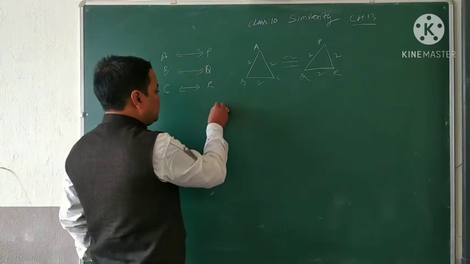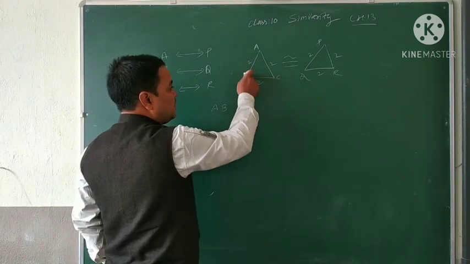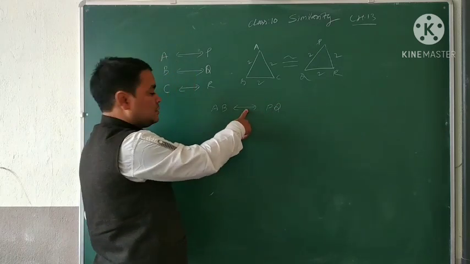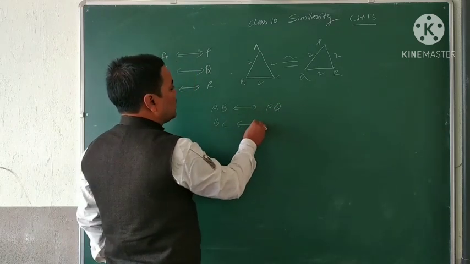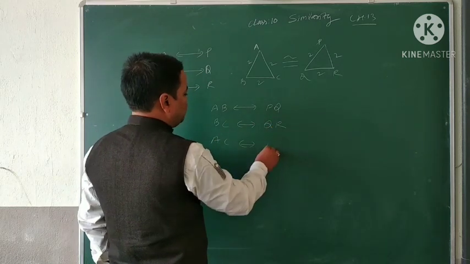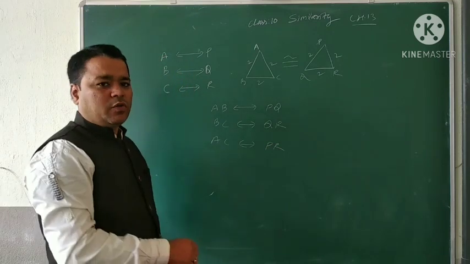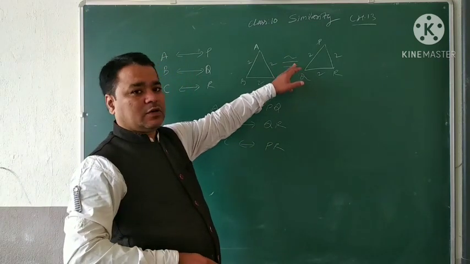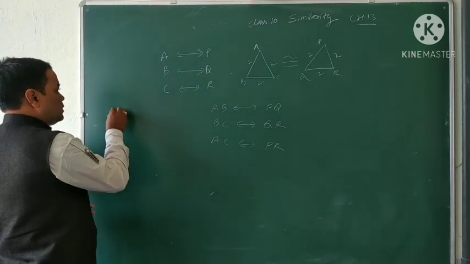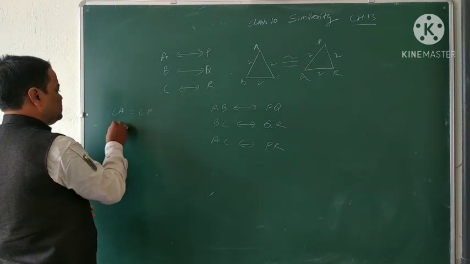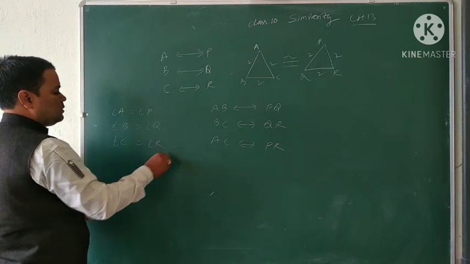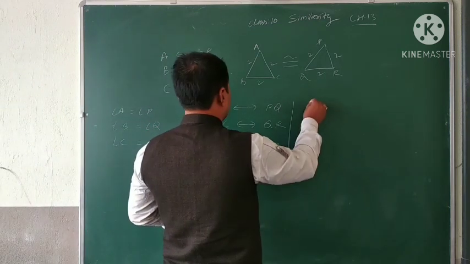And here side AB will correspond to PQ. This is the symbol for corresponding. And BC will correspond to QR. Similarly, AC will correspond to PR. If they are congruent, then this situation will arise. And one more thing, the corresponding angles will be equal: angle A equal to angle P, angle B equal to angle Q, angle C equal to angle R. Here also the corresponding sides will be equal.